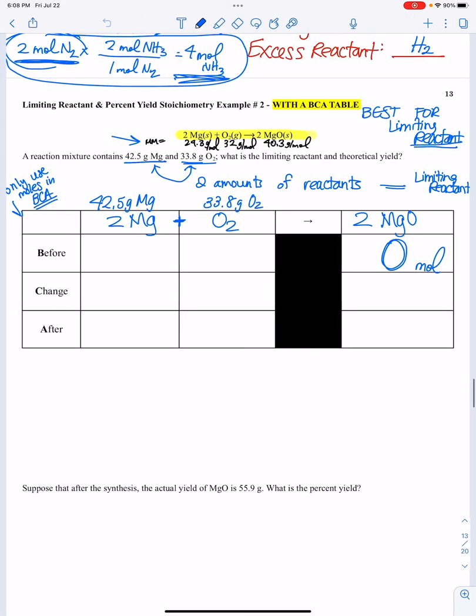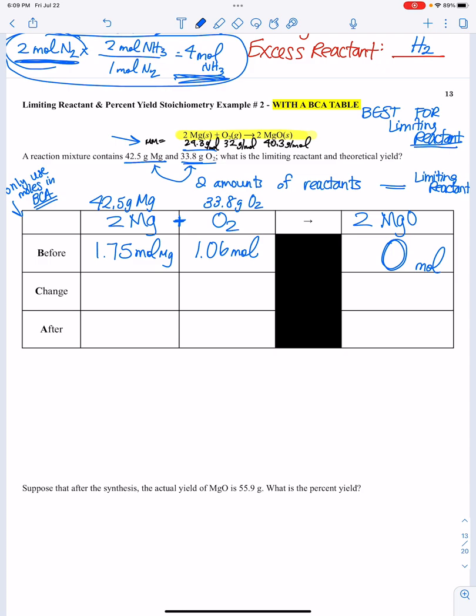All right, so now I'm over here. I gave you the molar mass of Mg is 24.3. If I do 42.5 divided by 24.3, I will get how many moles of Mg I have. So I'm going to put that on a calculator on the side here. 42.5 divided by 24.3, I get 1.75 moles of Mg to start. And now notice how I'm not going to put an excess in the other reactant here because I have a quantity. I have 33.8. I'm going to divide that by the molar mass of 32. I have 1.06 moles of O2 to start.